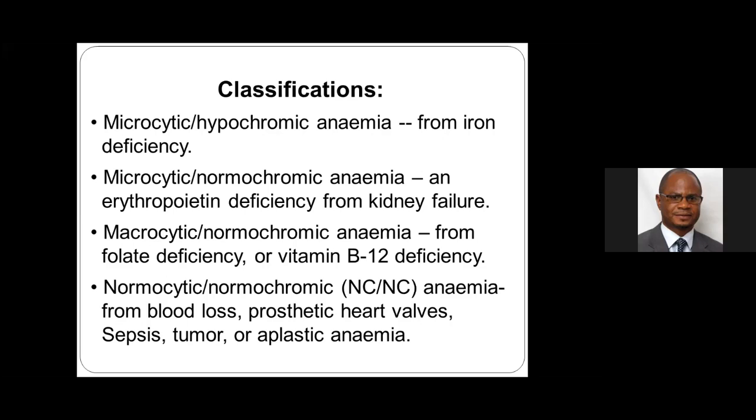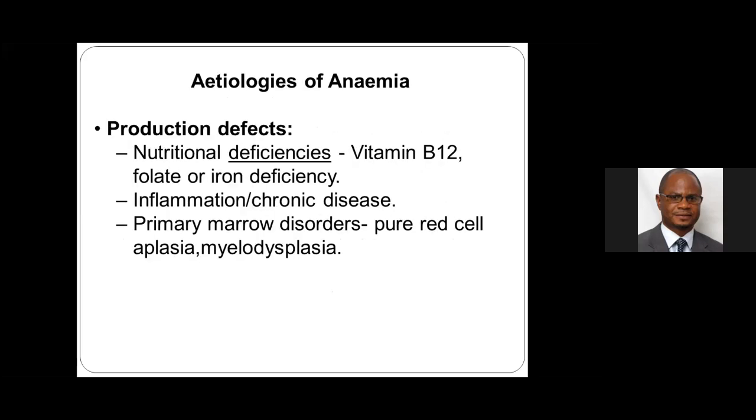So here, normal cell size, normal staining, but you see that a count will be affected. So RBC count may be reduced in this situation. Okay, what are the etiologies of this anemia?